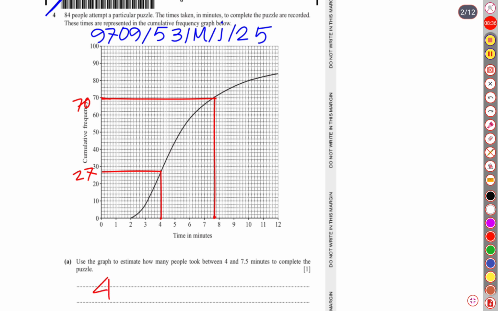43 students, or it may be 44 also. You can write either, there may be a little change in the calculation, so it may be 43 or 44. Both of them are equally accepted. So that's all about our first topic, cumulative frequency graph. Let's move on to the next topic.